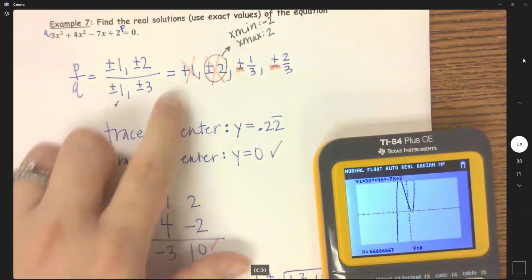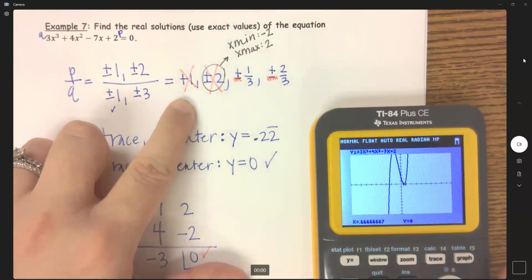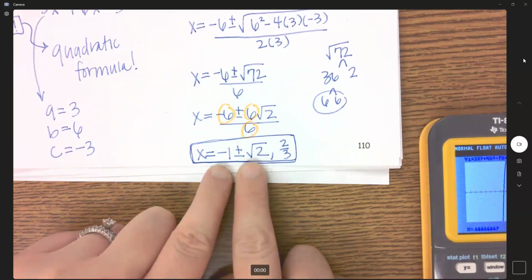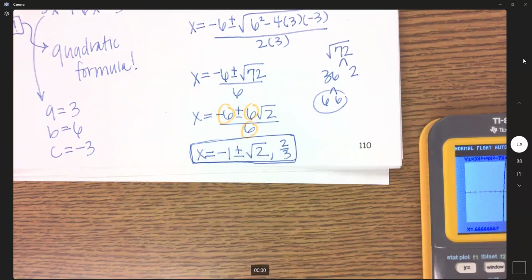So this only lists our potential rational zeros. We have to do quadratic formula or square root property to get our irrational zeros.